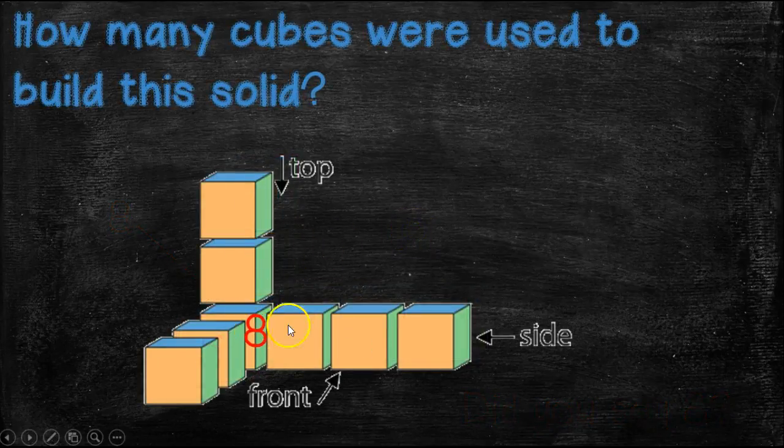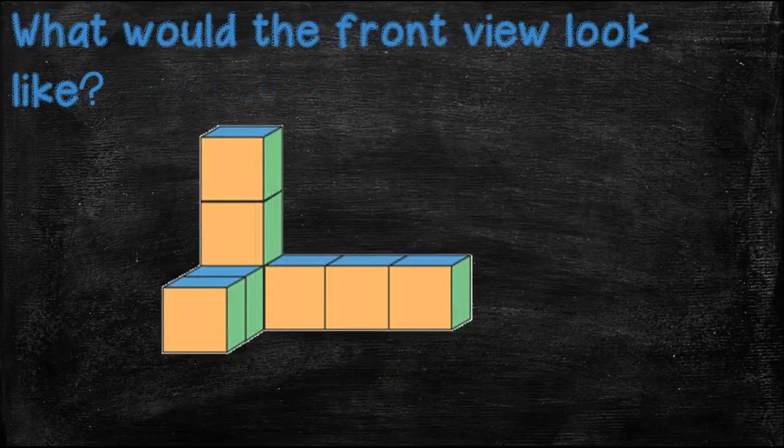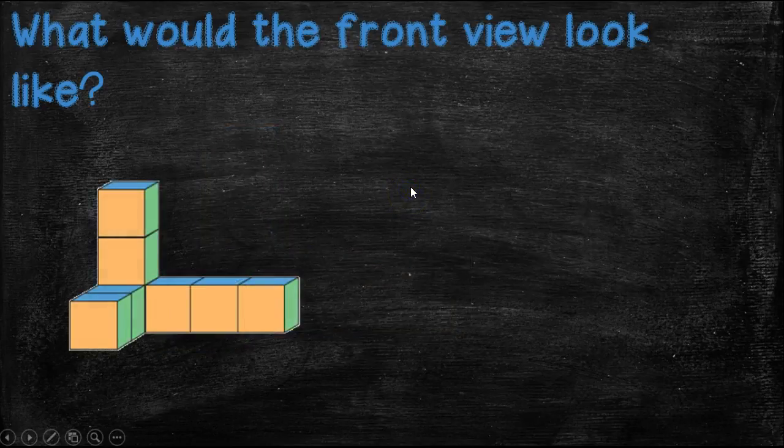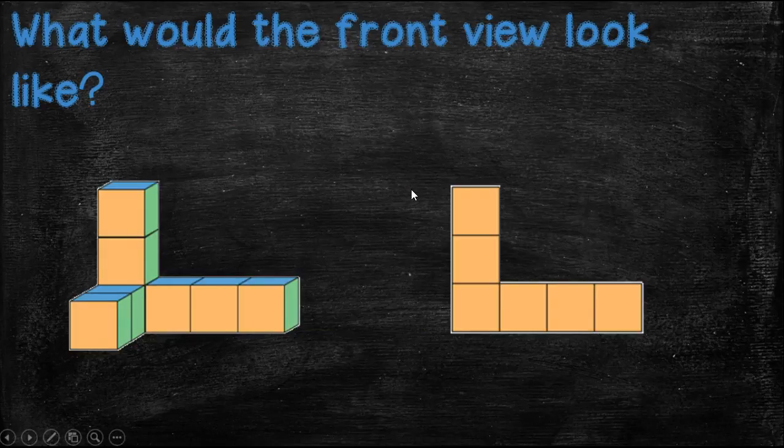Here, if we split them apart, you can see this is where the 8th block is. It's a hidden block, but you know it's there. And if you looked at it from a different angle or a different perspective, you would see it. So that's what we're talking about today. And we want to know, what would the front view of this solid look like? So here we have a little miniature version of it, and this is what it would look like if you were just looking at it from the front.